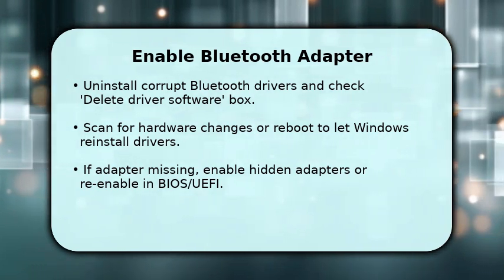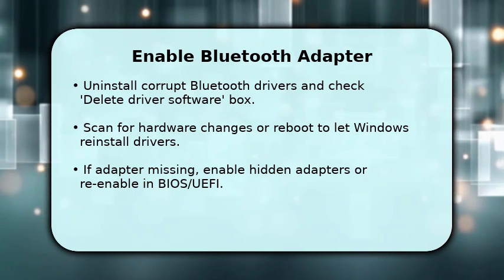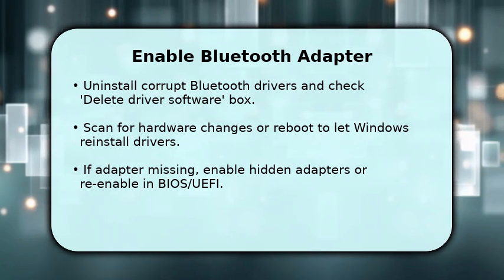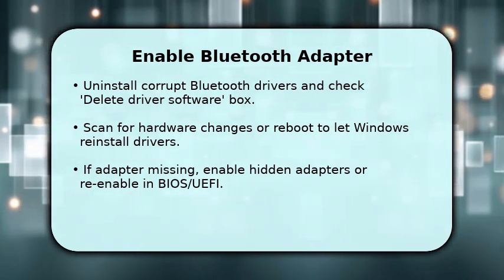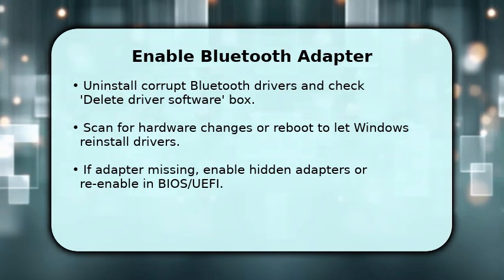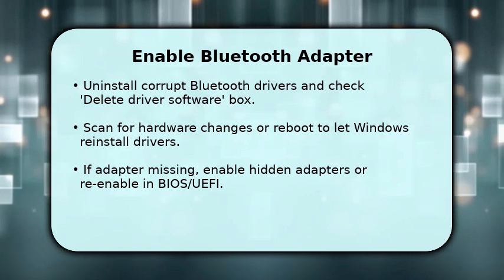If the adapter still doesn't appear, open the View menu to show hidden devices and check firmware settings in BIOS or UEFI to ensure the radio is enabled. Many systems let you toggle wireless adapters at firmware level.